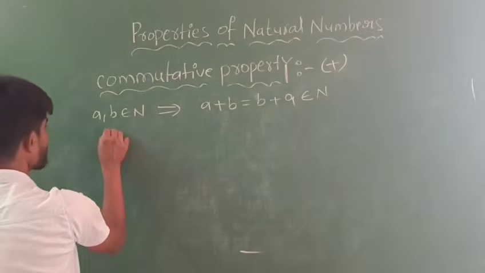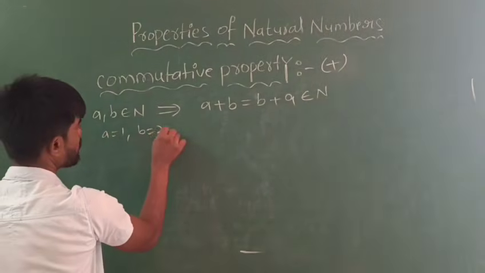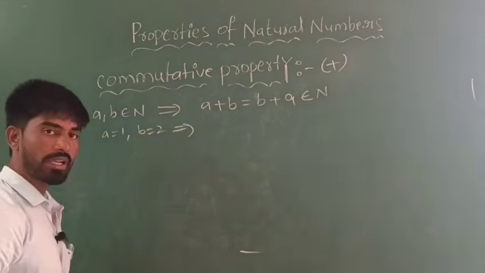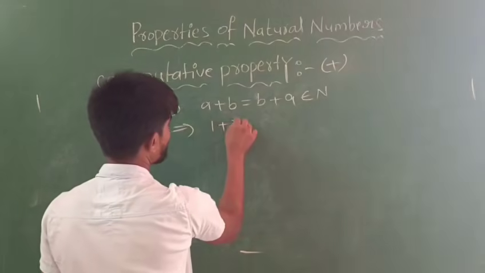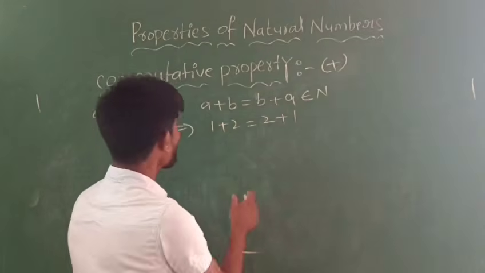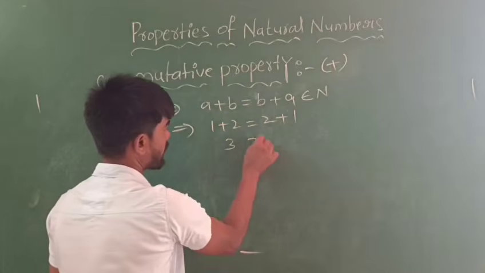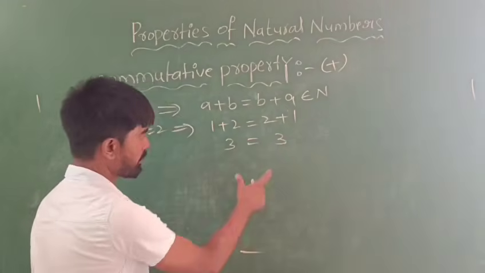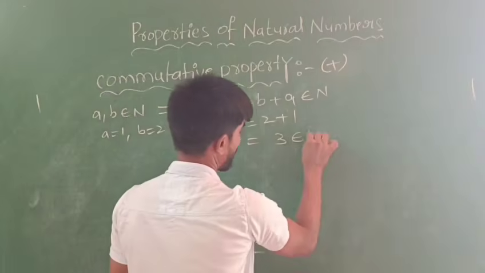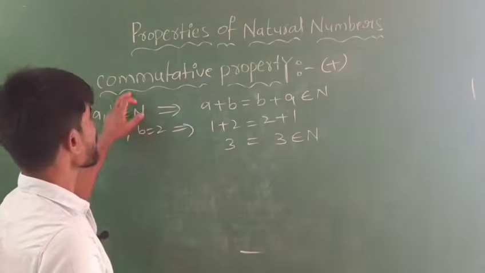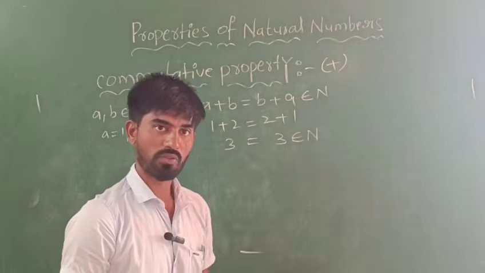Suppose I take a is equal to 1, b is equal to 2. Here a, b are positive values. I am going to substitute in this: 1 plus 2 is equal to 2 plus 1. Left hand side 1 plus 2 is equal to 3, and 2 plus 1 is also equal to 3. Left hand side is equal to right hand side, and this also belongs to natural numbers. Here the commutative property under addition follows.